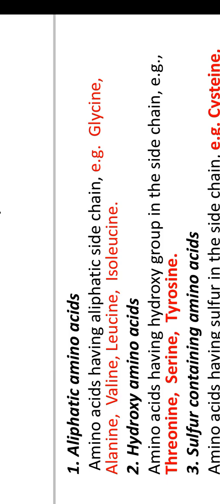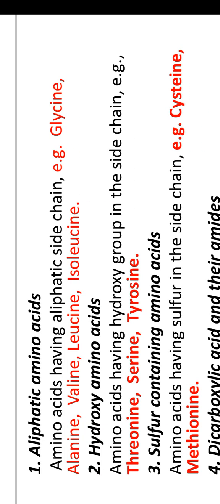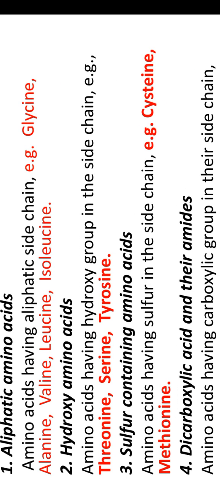First one, aliphatic amino acid. Amino acids having aliphatic side chain. Basically the R group contains an aliphatic group. So these are the examples. And next one, hydroxy amino acid. So having a hydroxyl group in the side chain. Threonine, serine, tyrosine. These are the examples.